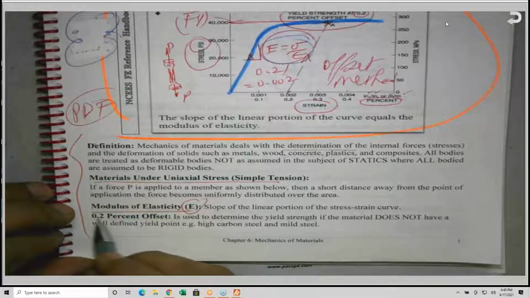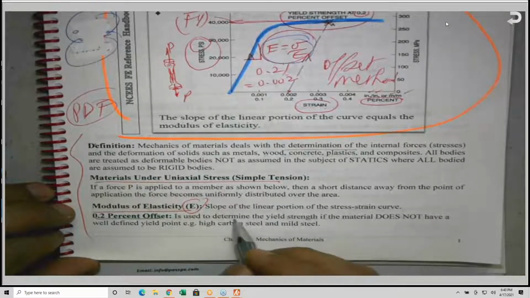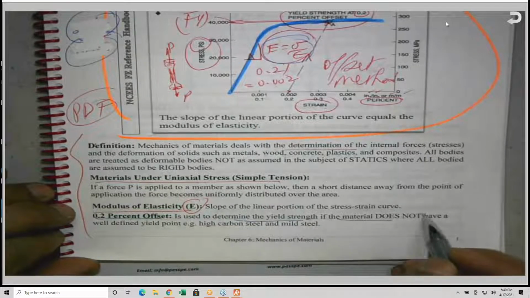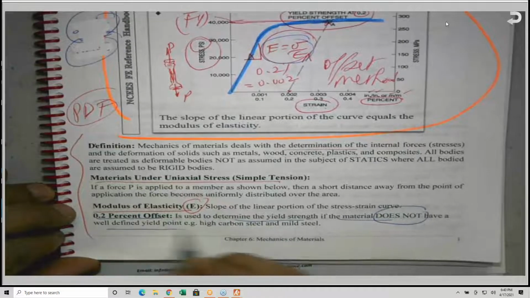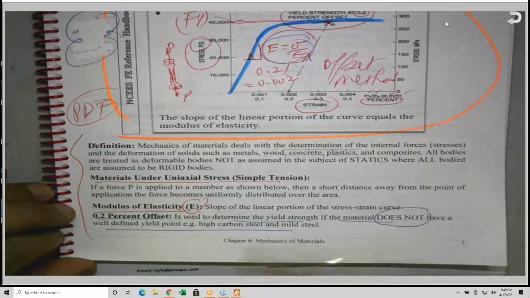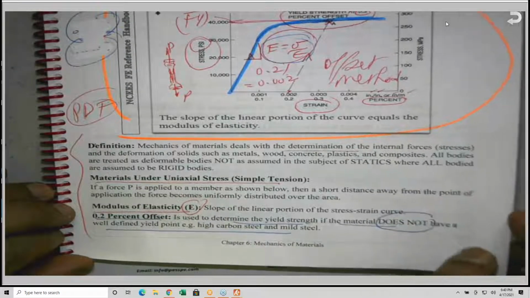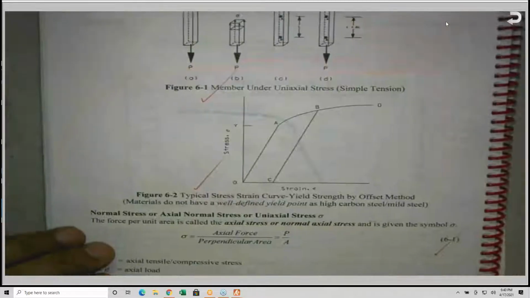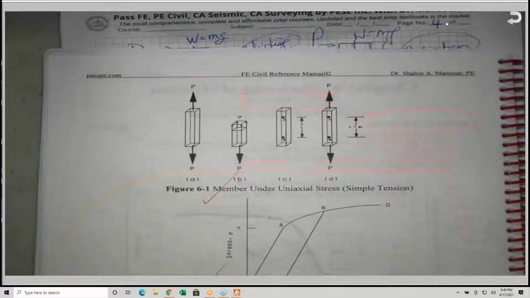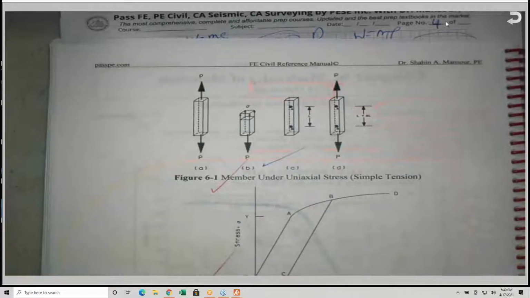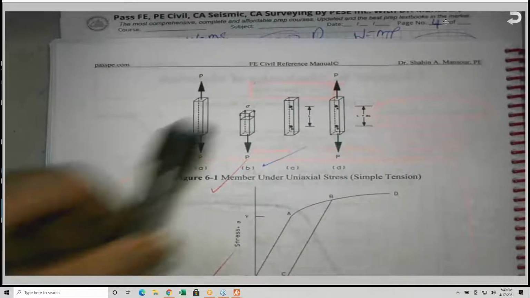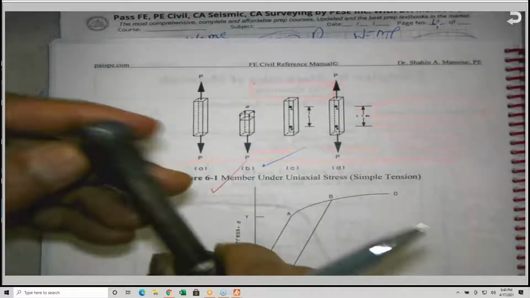The 0.2% offset is very important to determine the yield strength if the material does not have a well-defined yield point, like for example high carbon steel and mild steel, as we're going to see. This is how we do the tension test. They are showing a rectangular specimen, but normally we are using a circular member like this.